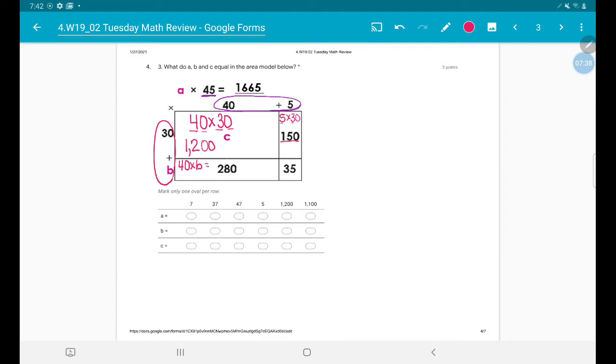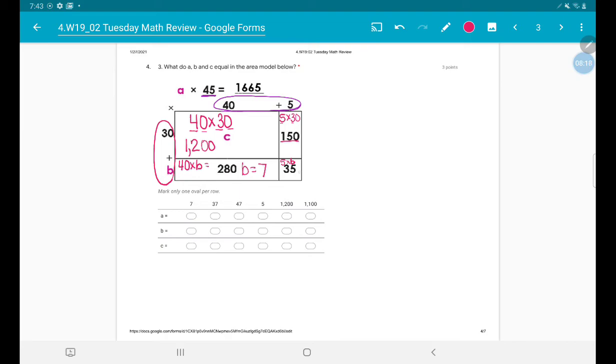To find the area of the final section, we would need to do length times width, so 5 times B, which we don't know, and that equals 35. So I can use either one of those to help me find the value of B. I know that 4 times 7 equals 28, and if I add a 0 to that, then that would equal 280. So B is going to be equal to 7.